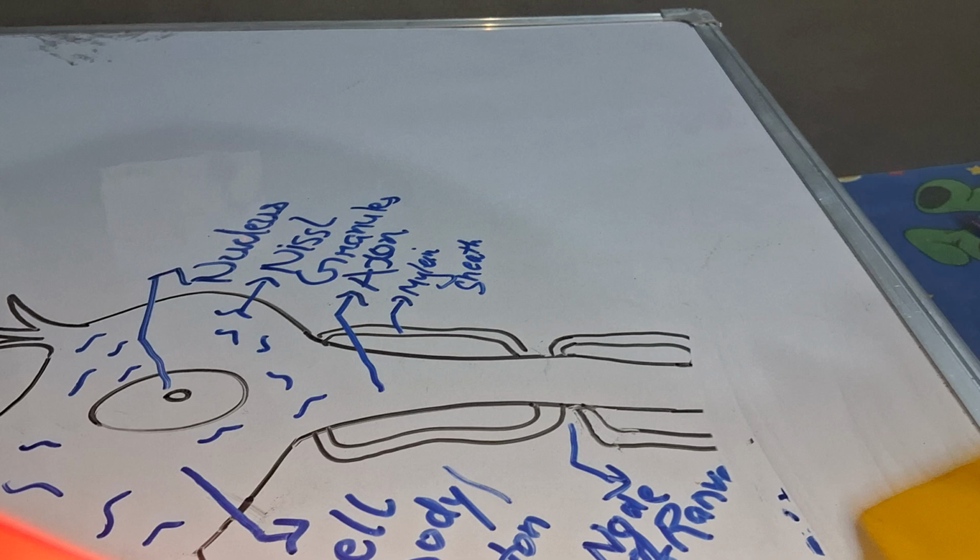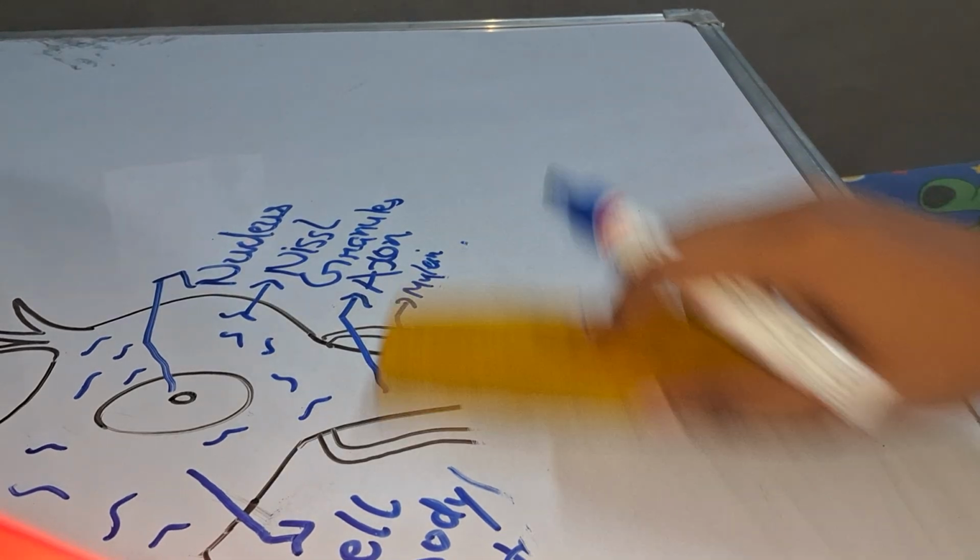This is a basic structure which we have studied in 10th, plus one, plus two. It was just a basic, just for revision. Now, let's start with some terms related to the neurons.